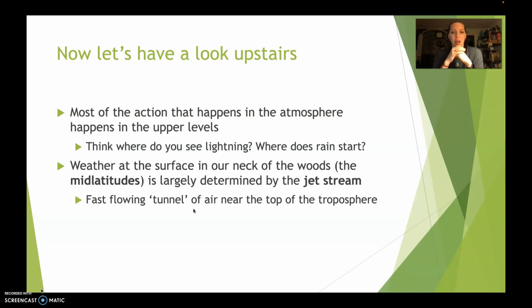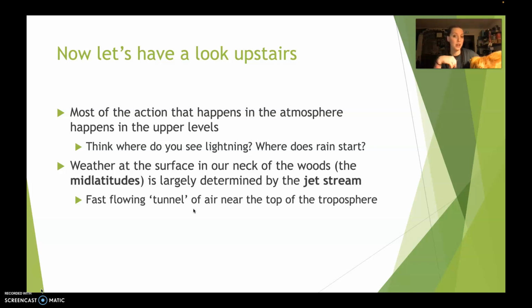So most of the action, frankly, of what happens in the atmosphere actually happens in the upper levels, right? So what happens down here at the surface is not the majority of what's happening in our atmosphere. Think about where do you see lightning? Where does the rain start? That all happens in the upper levels of the atmosphere.